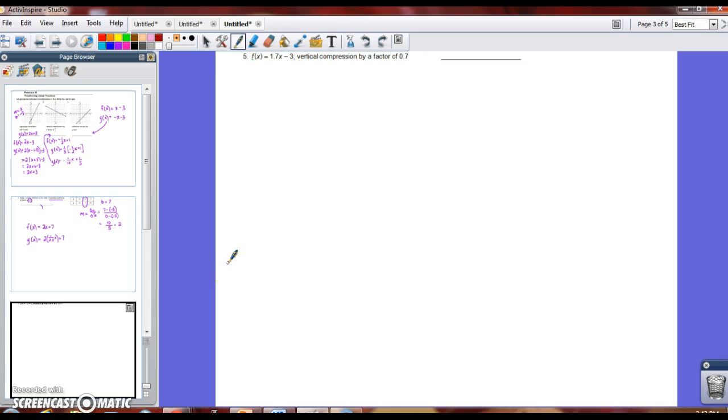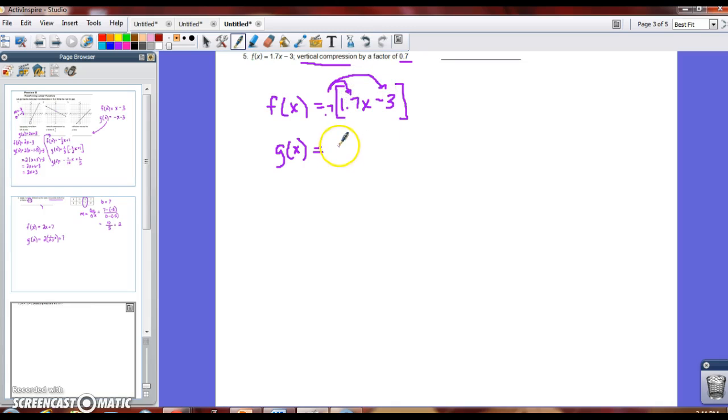In number 5, we're doing a vertical compression. So we have our starting equation, f of x is equal to 1.7x minus 3. When we do a vertical compression or a vertical stretch, we're multiplying that entire equation by that factor. So I'm going to multiply the entire equation by 0.7. So my new function, I'm just going to distribute 0.7 times 1.7 and then 0.7 times 3.